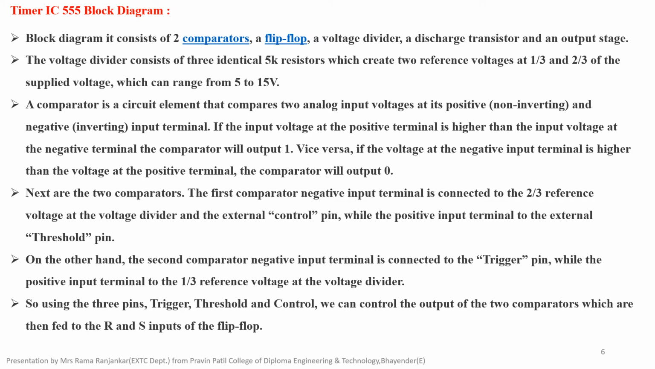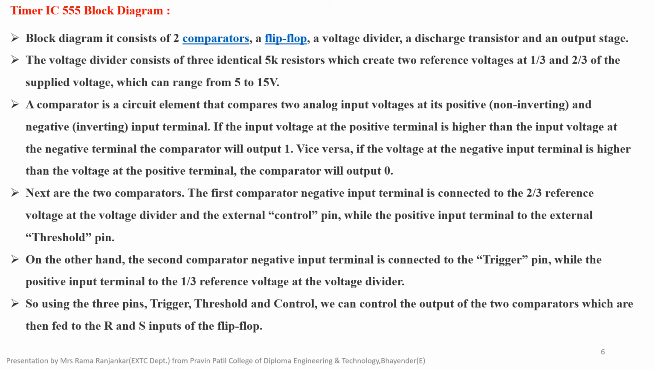Let's see the block diagram. The block diagram of 555 IC consists of 2 comparators, 1 flip-flop, a voltage divider, a discharge transistor and an output stage. The voltage divider consists of 3 identical 5k resistors which create 2 reference voltages, 1/3 VCC and 2/3 VCC of the supplied voltage, which can range from 5 to 15.